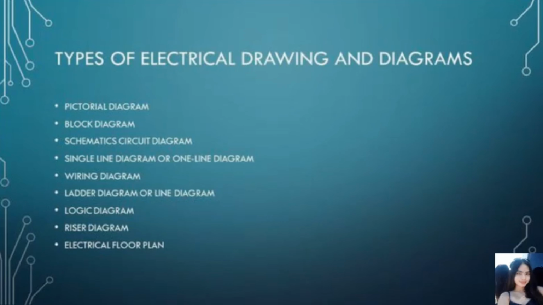There are different types of electrical drawings and diagrams. These are pictorial diagram, block diagram, schematic circuit diagram, single line diagram or one line diagram, wiring diagram, ladder diagram or line diagram, logic diagram, riser diagram, and electrical floor plan.